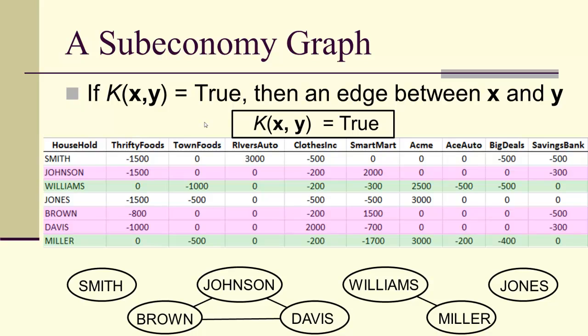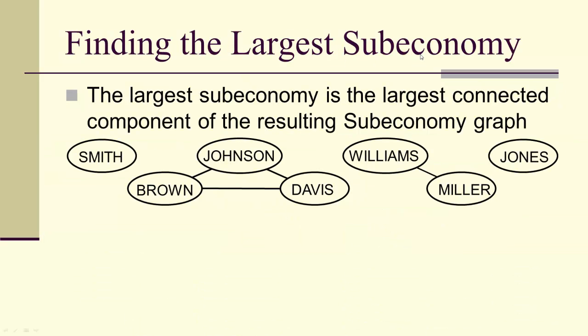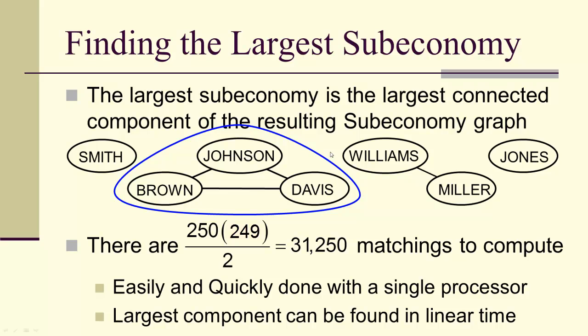And so now we have our subeconomy graph showing what we did earlier, the relationship of pairs of households. The largest subeconomy, therefore, is the largest connected component of the subeconomy graph. So of all the vertices, the largest set of vertices that are connected to each other, that's the answer to our problem. Now there are 250 times 249 over 2, there's 31,000 matchings to compute. And the key here is that you can actually do this very easily with just a single processor. We can actually find the largest component in linear time.